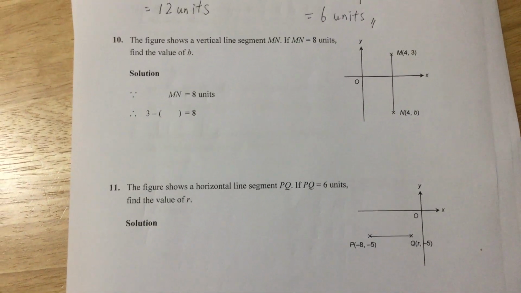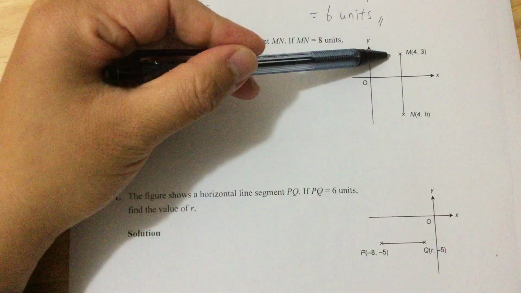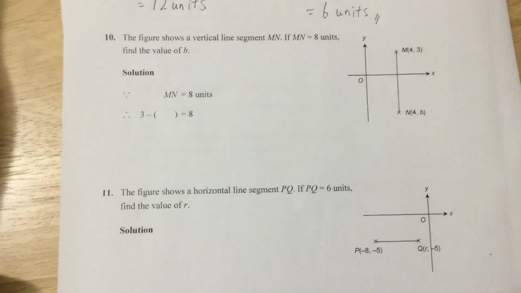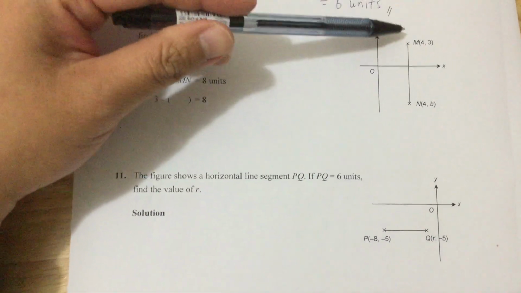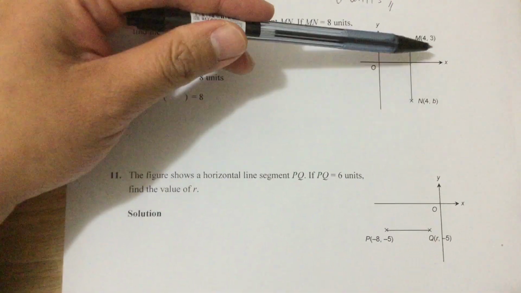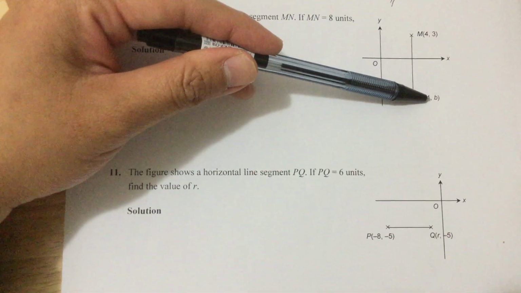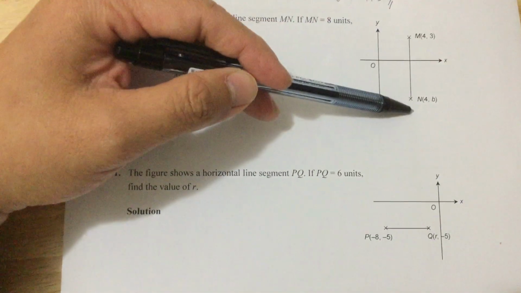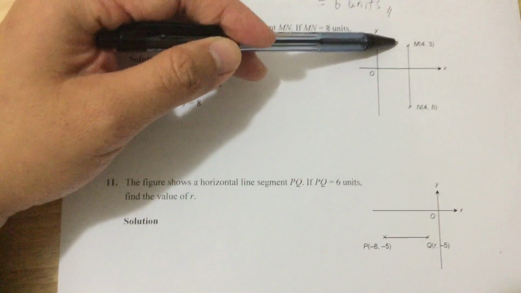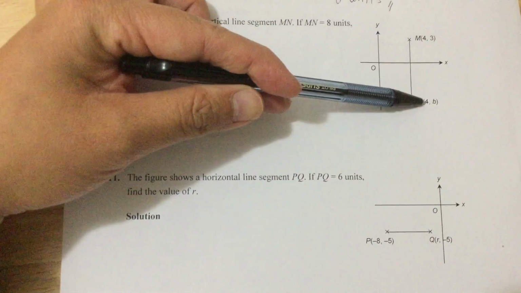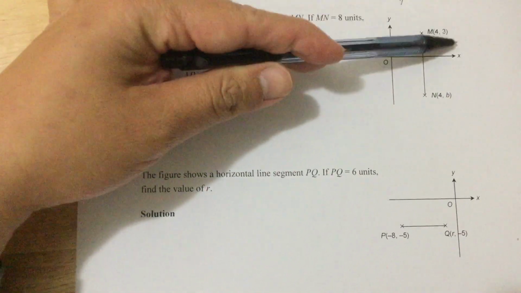Now, the figure shows a vertical line segment MN, and if MN is 8 units, find the value of B. This one is 3. Obviously, because 4 are equal, we don't consider these 2 numbers. We only consider 3 and B. So look at this position. 3 is on the upper part of the x-axis and B is the lower part of the x-axis. So that means this 3 is greater.